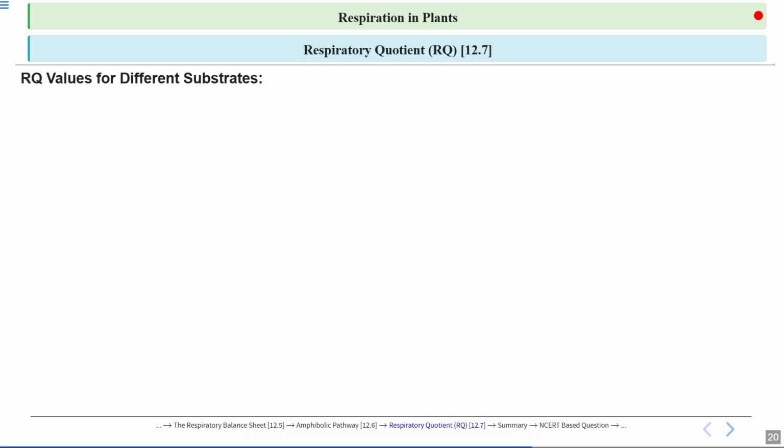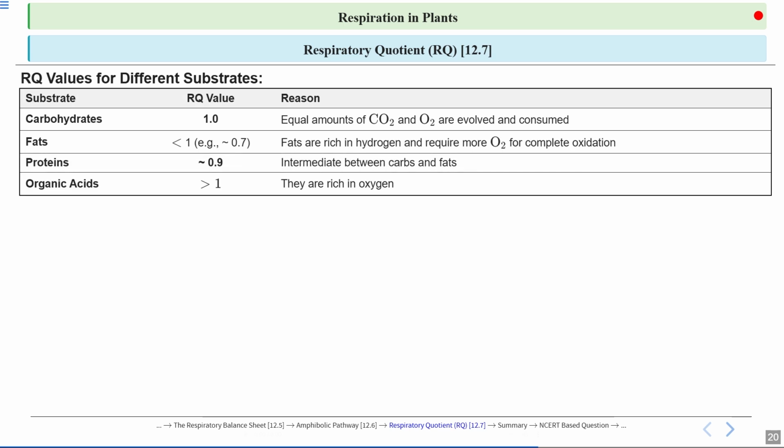Now let us look at the RQ values for different substrates. Various substrates are given in the table. Let's start with carbohydrates. The respiratory quotient for carbohydrates is 1. The reason is that equal amounts of carbon dioxide and oxygen are evolved and consumed, so the ratio gives us a value of 1.